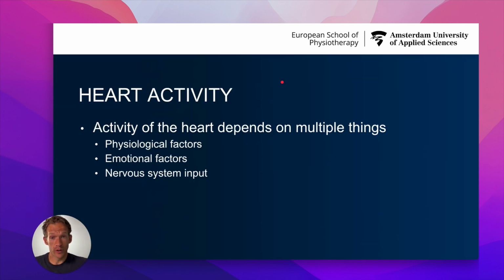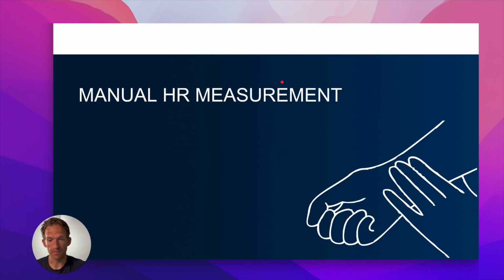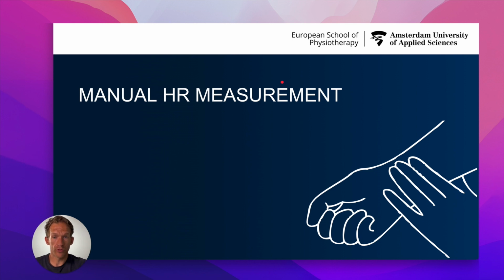But let's have a look at the activity of the heart, because the activity, the heart rate frequency, but later on also the contractility, depends on several factors. We can have physiological factors, mainly chemical factors, but also emotional and nervous system input. In order for us to measure the activity or the heart rate frequency, a manual method is very easy to do.